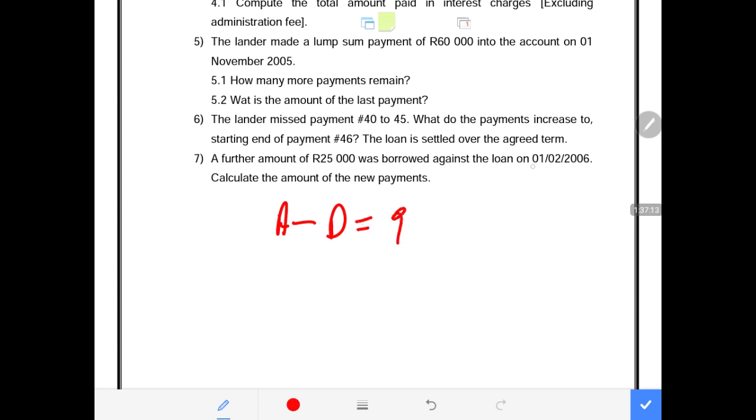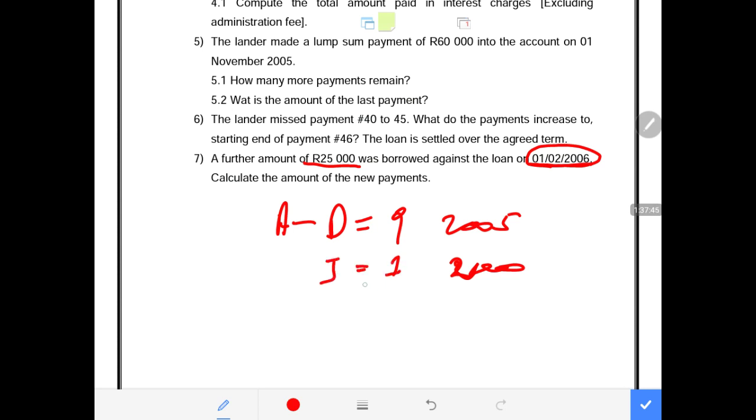Obviously, this started on the 1st of February 2006, meaning we need to know the balance at the end of January, because the amount of 25,000 was borrowed against the loan on the 1st of February. So we need the balance at the end of January. Remember, this is the year 2005. Now in the year 2006, how many months? Only 1 month, which is January only.